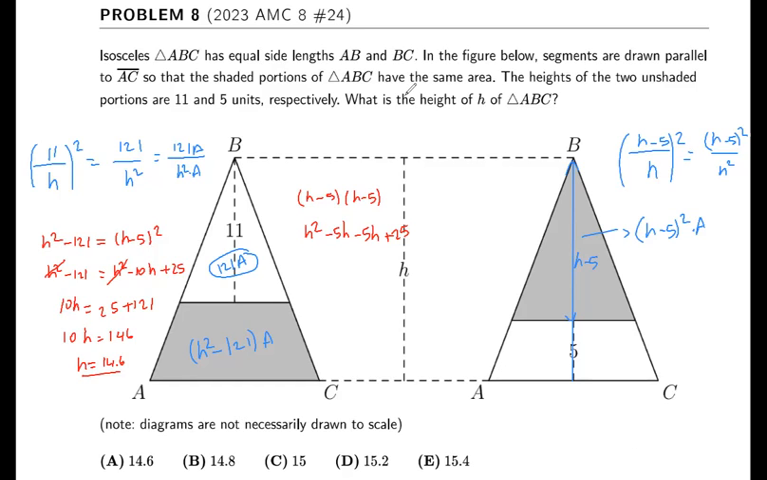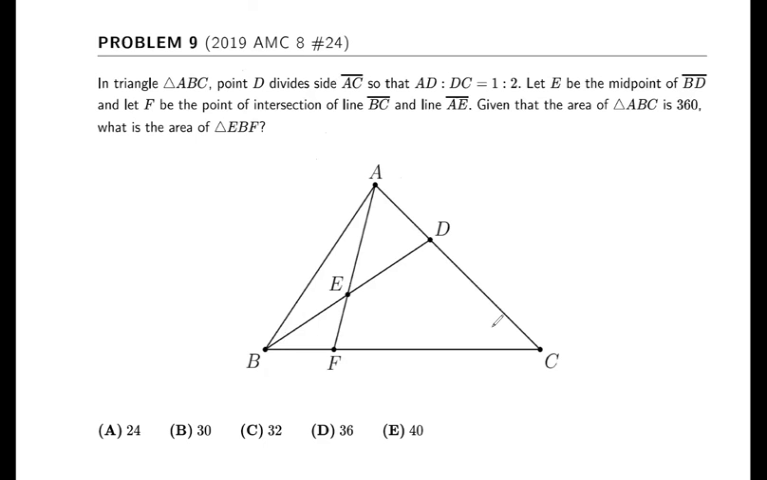So this is number 24, which is actually a nice question. The side AC is given, and the ratio of AD to DC is 1 to 2. So if this is K, that will be 2K, basically. And E is the midpoint of BD, so let's write that. And F is the point of intersection of BC and AE. The whole region is given as 360, and EBF is what we are looking for, which is this region.